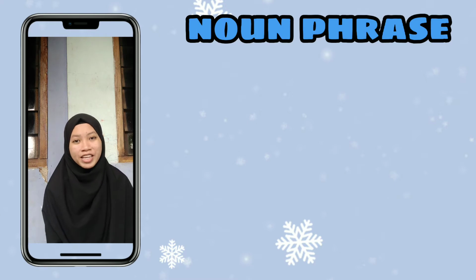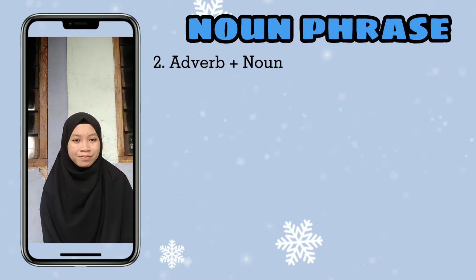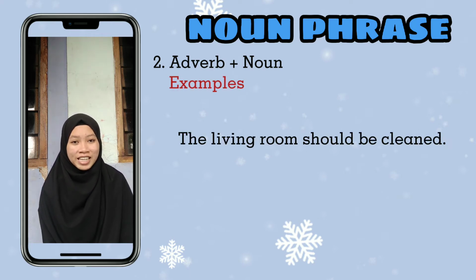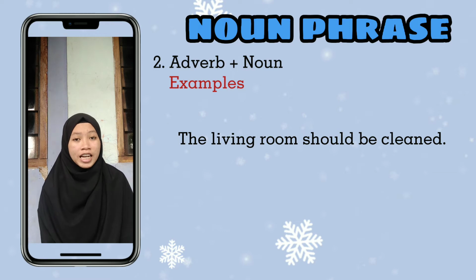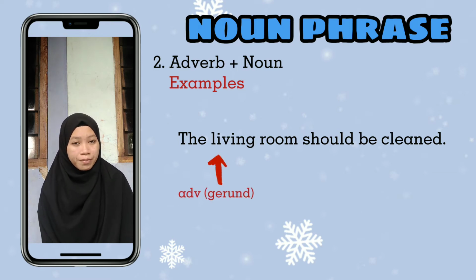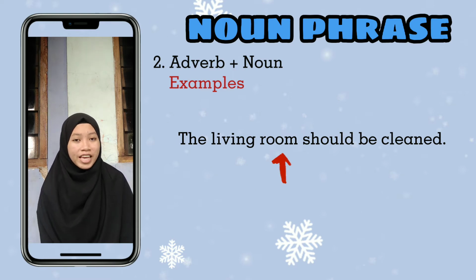Sekarang saya akan berikan contoh pre-modifier yang diawali dengan adverb. So, the pattern is adverb plus noun. For example, the living room should be cleaned. In this sentence, the noun phrase is living room. The living is adverb, yaitu sebagai gerund, kemudian room is noun. So, the living room is noun phrase.